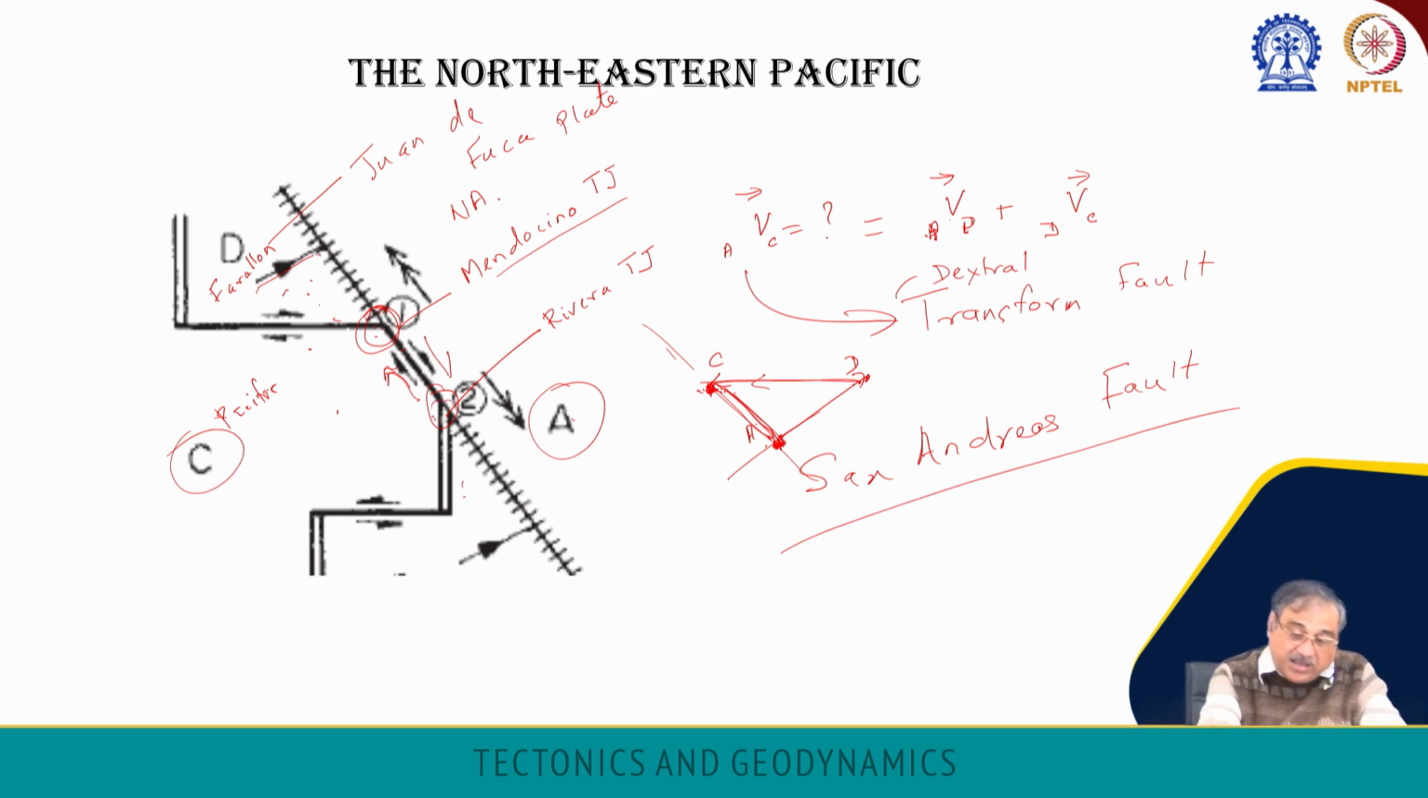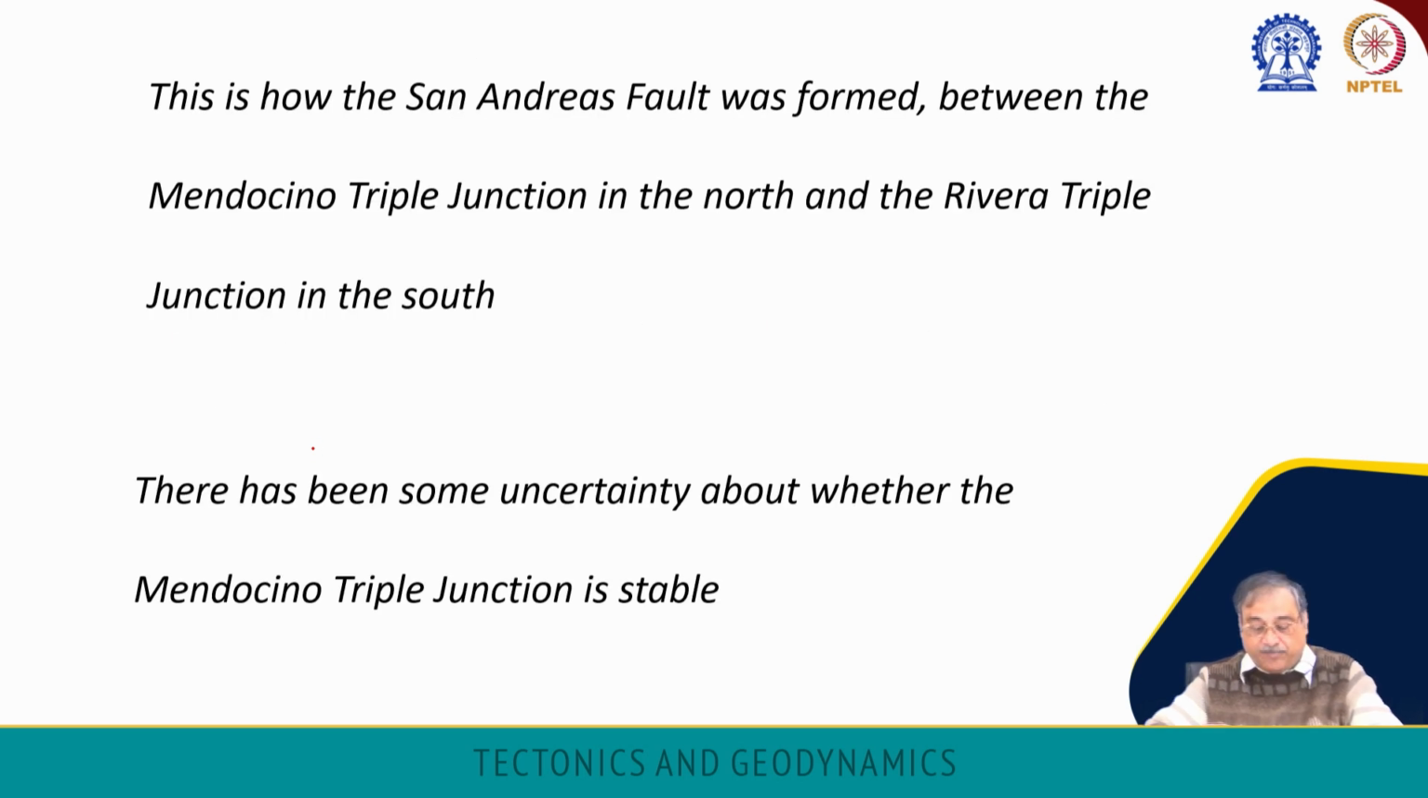Similarly, the Rivera triple junction, if you draw the relative velocity triangles around here, appears to be moving southwards, which means that the San Andreas fault is lengthening with time. So the boundary that used to be a convergent boundary between the Farallon plate and the North American plate is now slowly being converted into a transform boundary, which is today represented by the San Andreas fault system, the strike-slip transform fault. So we now have a perfect example of how the San Andreas fault was formed between the Mendocino triple junction and the Rivera triple junction.